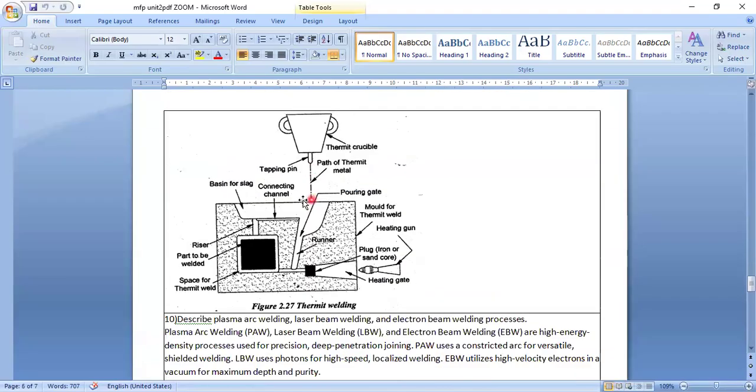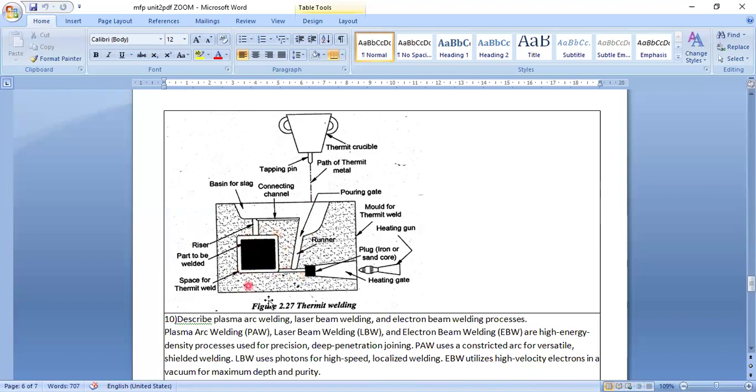Directly, I am going to this diagram. See here, it is thermite. In the thermite, a mixture of this metal is mixed. A chemical reaction takes place. That is poured here. It will come here. It will join here.